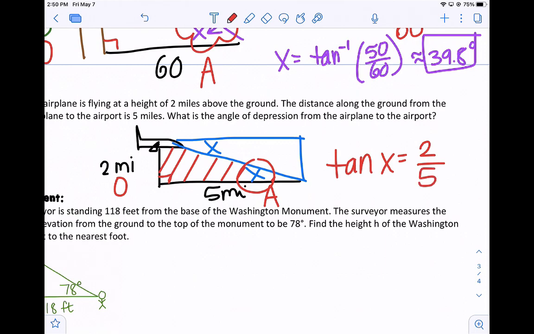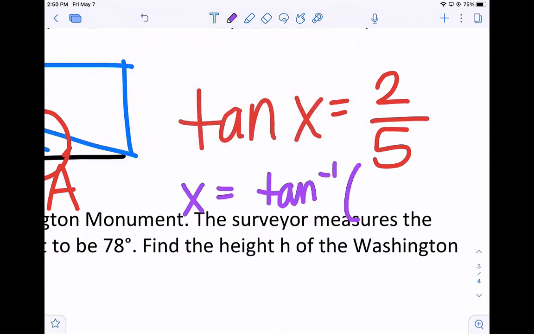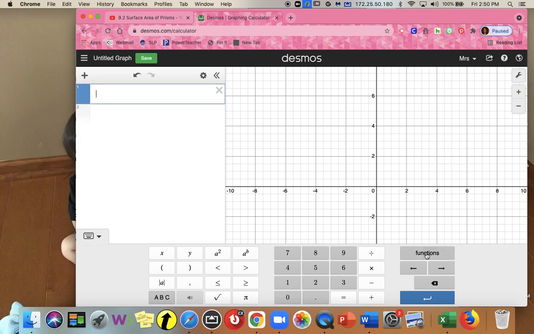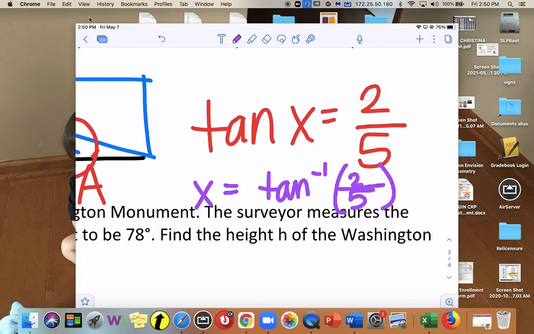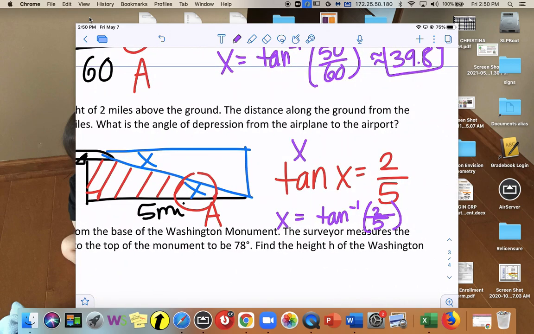Again, it's an angle this time. And to solve for an angle, to get rid of the tangent, we do the inverse. So x will be the tangent inverse of 2 over 5. And then we just type that into our calculator. Tangent inverse of 2 over 5. And we will get our angle 21.8 degrees. That's the angle of elevation and depression. So x is about 21.8 degrees.